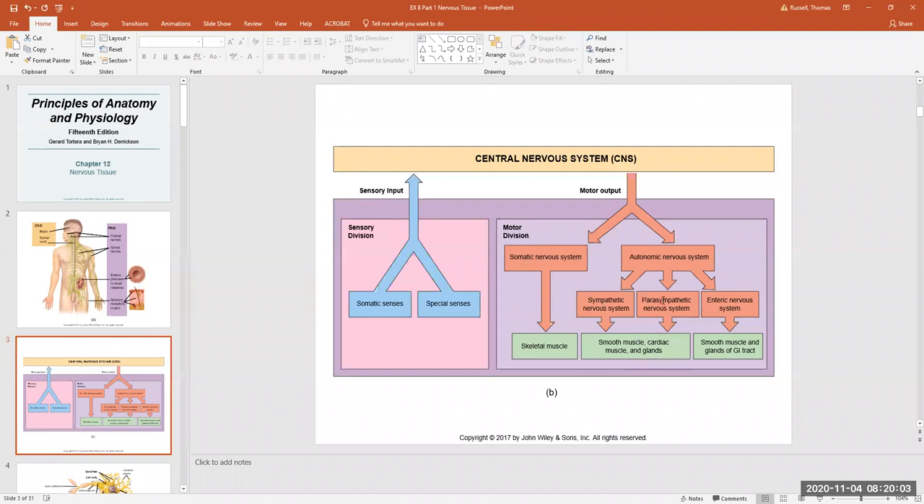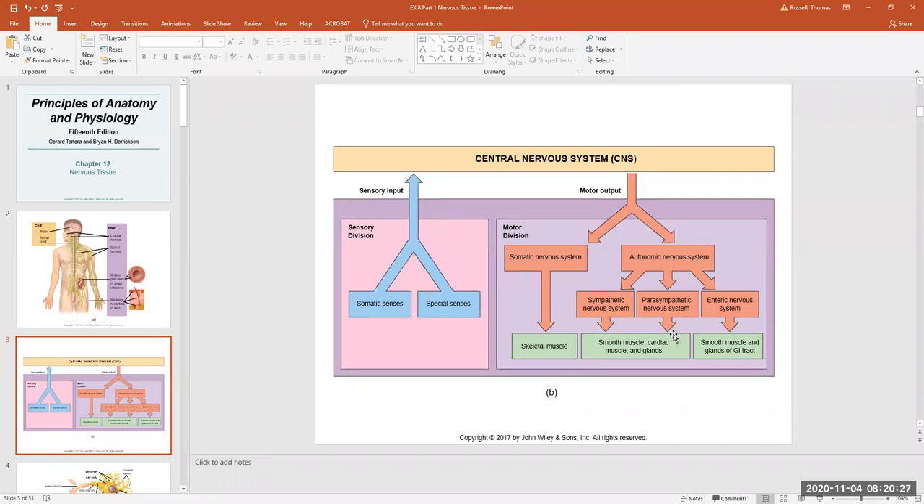So these two divisions of the autonomic nervous system are there because one division will turn on the effector and one division will turn the effector off. That's a simple way of saying it. One of them actually speeds it up and one slows it down. I'll give you a simple example. Everybody knows your heart rate increases when you run on a treadmill.